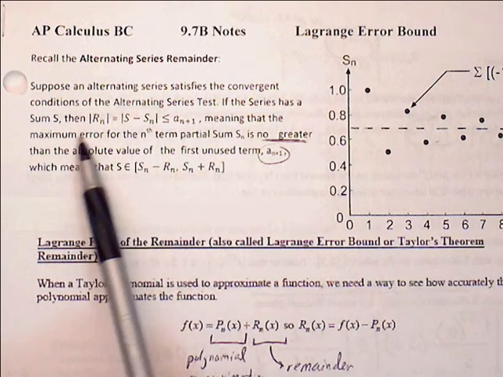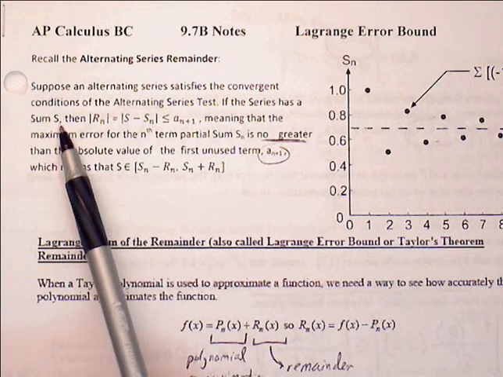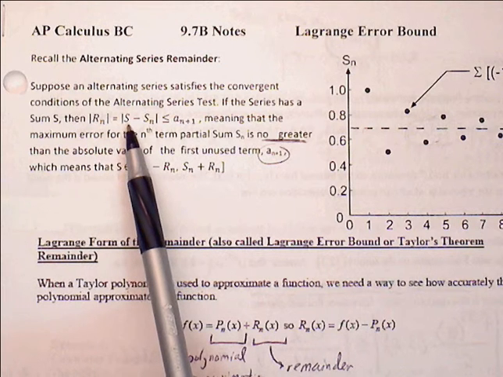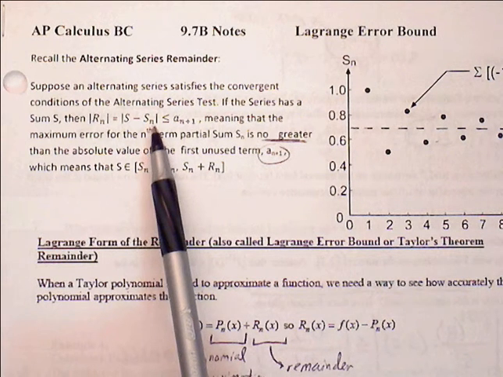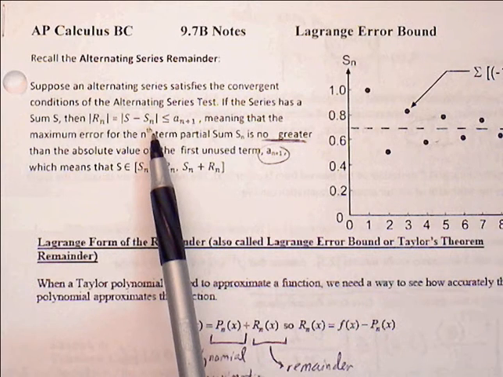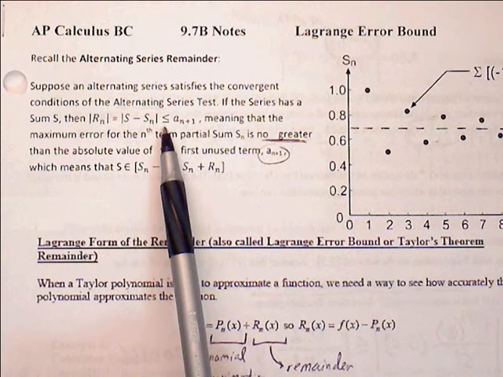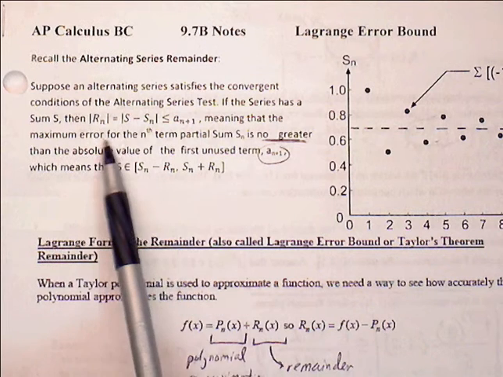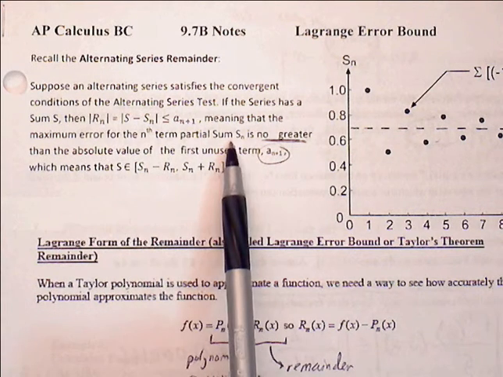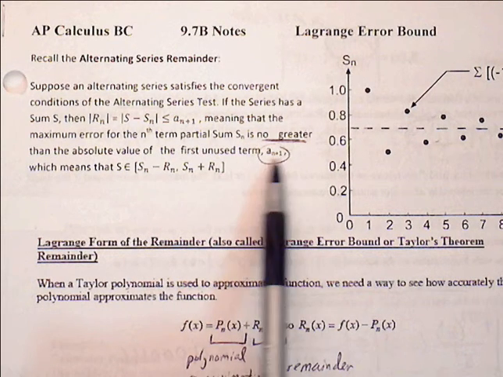If the series has a sum s, and that sum s is the actual sum of that series, then the remainder is going to be the absolute value of the actual sum minus the polynomial approximation, s sub n, the partial sum. And the absolute value of that is going to be less than or equal to a sub n plus 1. What that means is that the maximum error for the nth partial sum, s sub n, is no greater than the absolute value of the first unused term, a sub n plus 1.